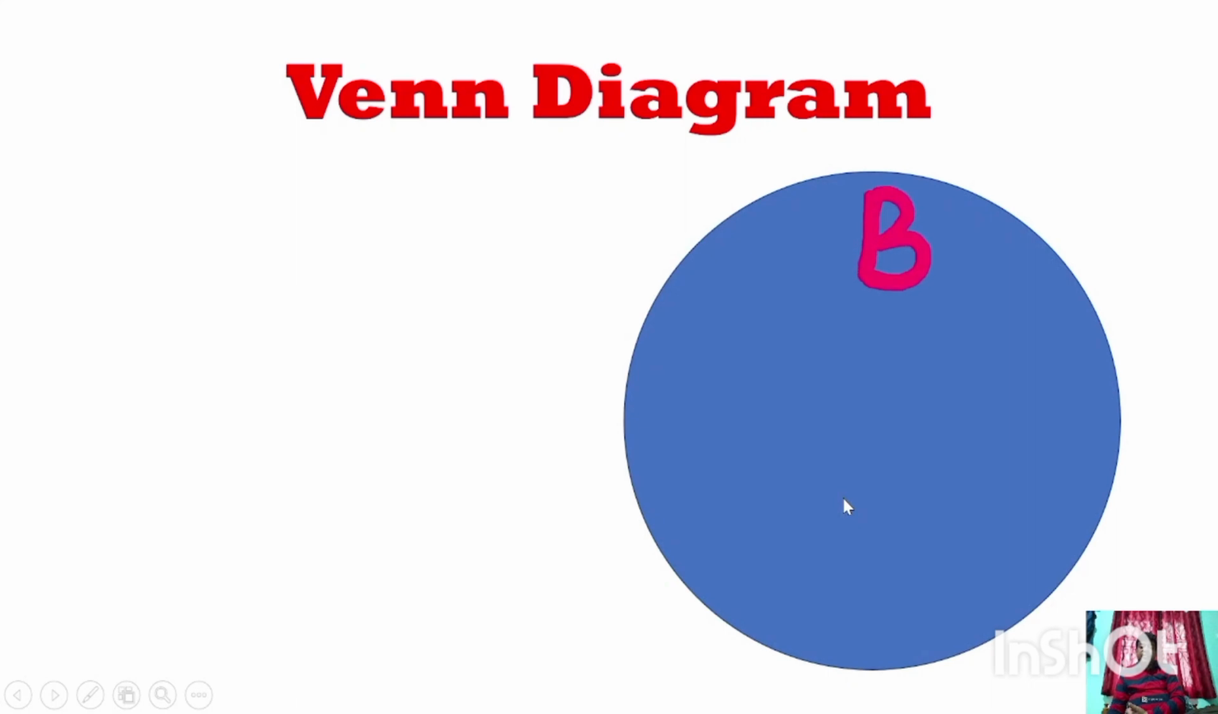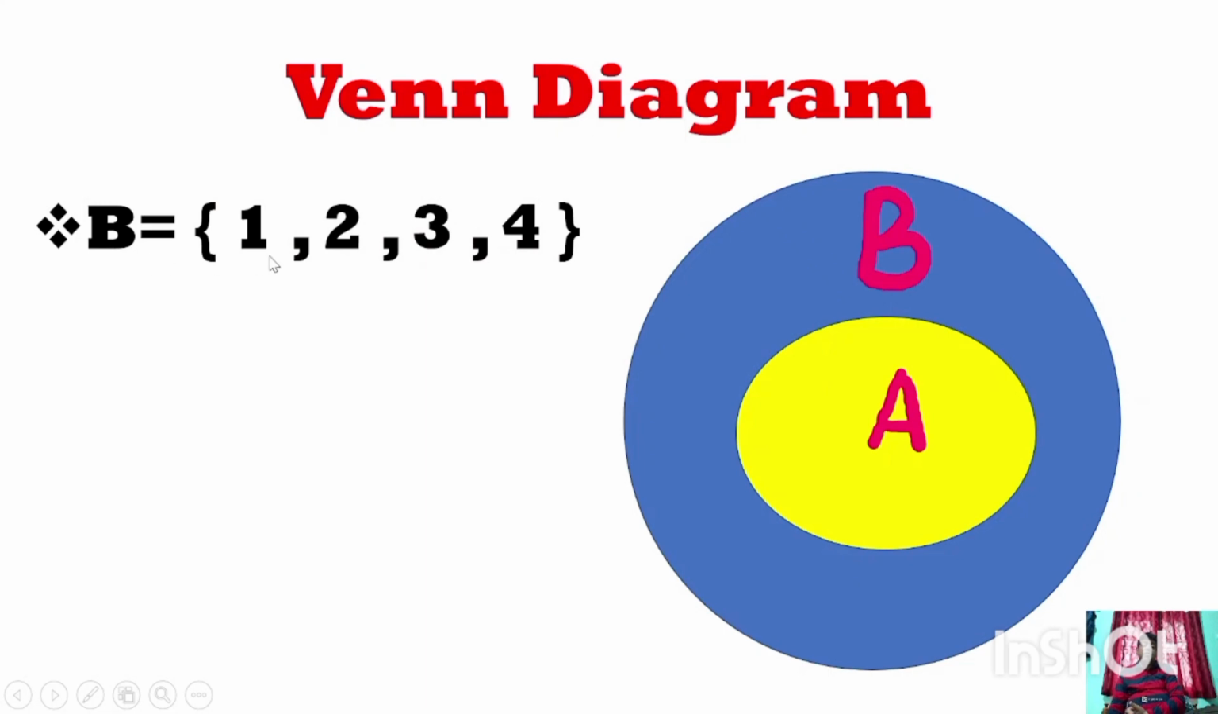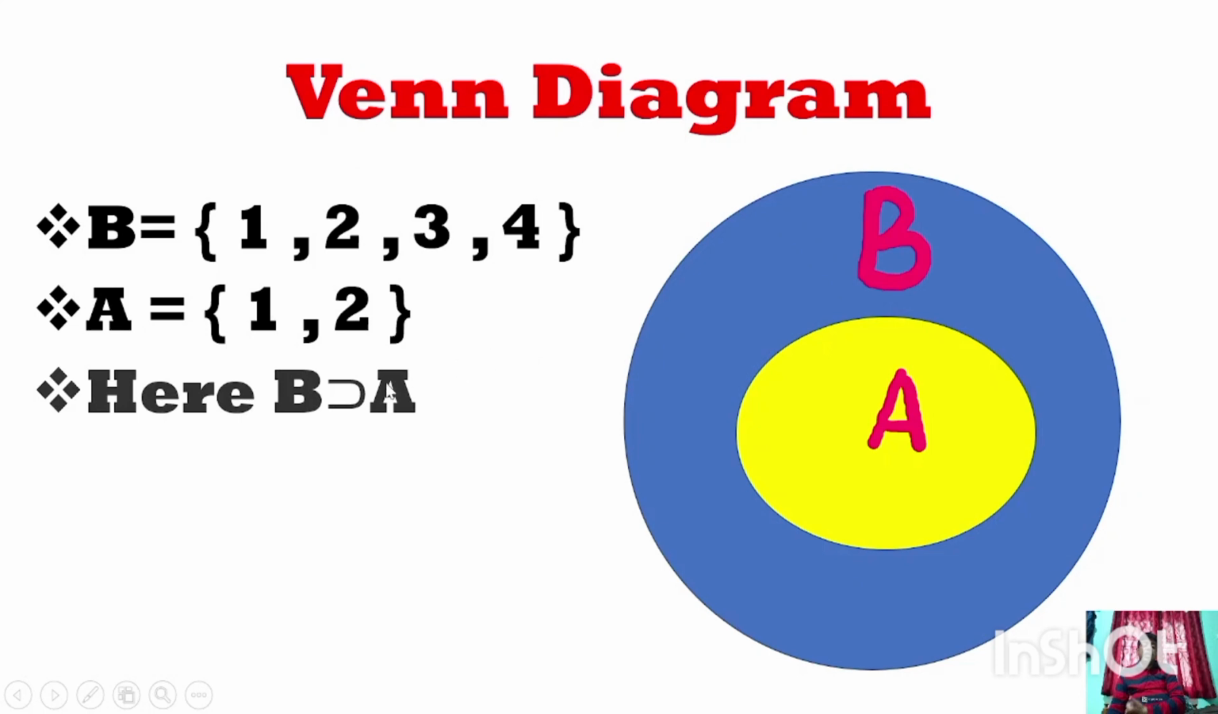Look at your Venn diagram. Here is the set B, here is the set A. You see inside the set B, the yellow oval structure of A is there. So it is clear that A is contained in B, and all the elements of A are in B. Suppose B = {1, 2, 3, 4} and A = {1, 2}, then you see clearly B is a superset of A and A is a subset of B.